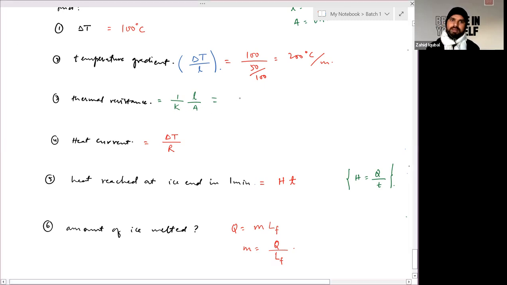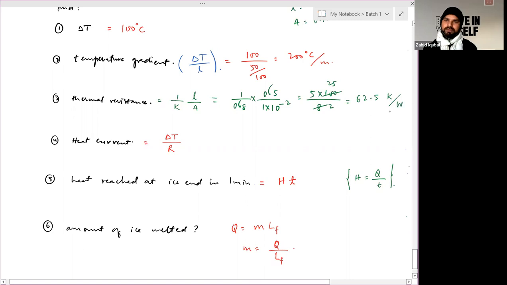Let me solve third part. 1 by K, which is 0.8, length is 0.5, area of cross section is 1 into 10 to the power minus 2. So this decimal and this decimal will cancel out. So 5, this 10 to the power minus 2 on moving to numerator, it will become 10 to the power plus 2. So 100 divided by 8. 25 into 4 and 2 into this. So 25 into 5, 125 divided by 2. So it will be about 62.5. Thermal resistance, so it will be Kelvin per watt. Hamza, you got the same or something else? I was almost near this.